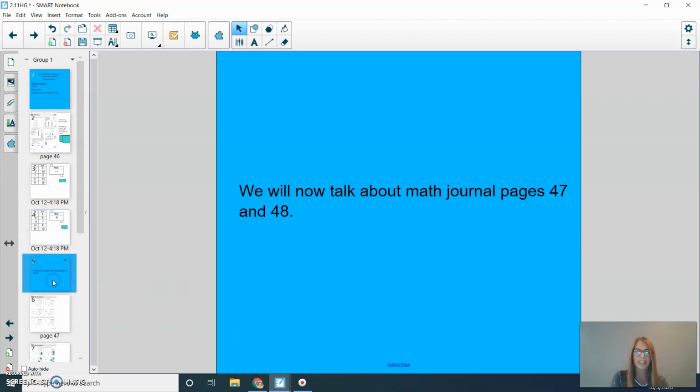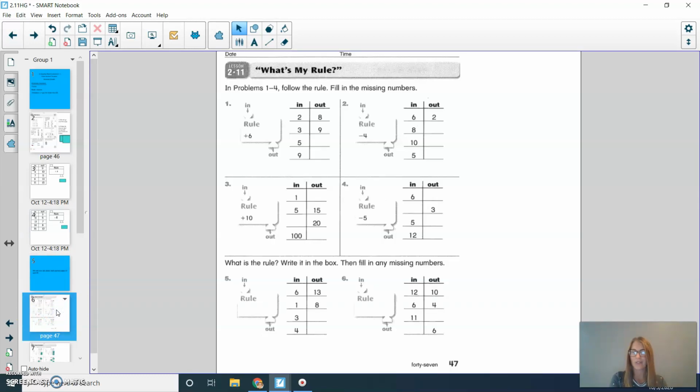Let's take a look now at our math journal page 47 and try a few of these together. In problems 1 through 4, follow the rule, fill in the missing numbers. So if our rule is plus 6, notice how we have 2 plus 6 and out comes 8. We put in 3, add 6, out comes 9. Now what if we put in 5 and we add 6? How much would come out? You're just thinking 5 plus 6.